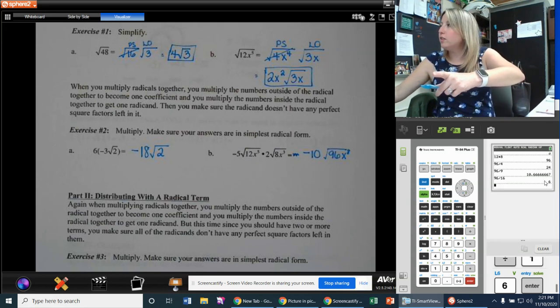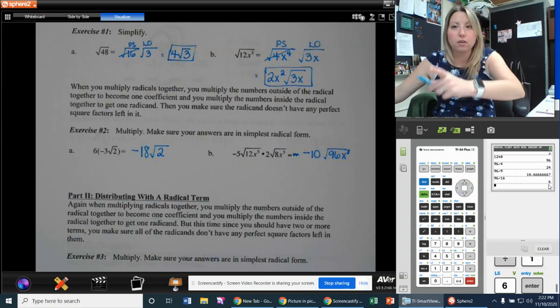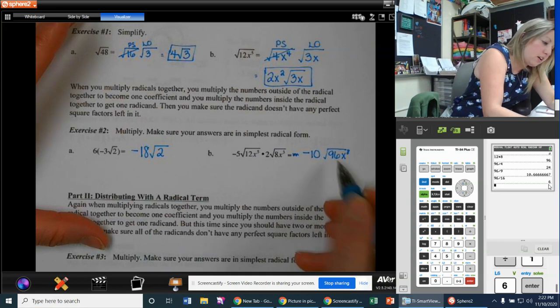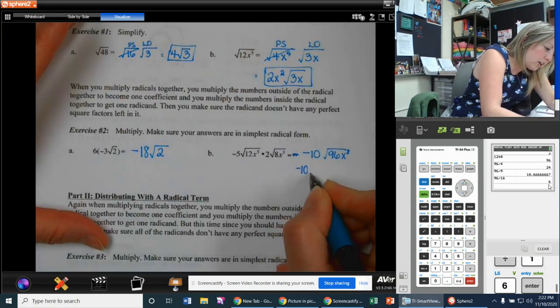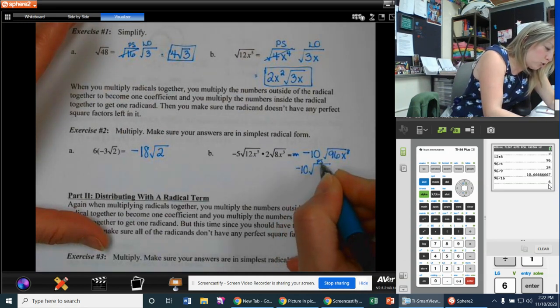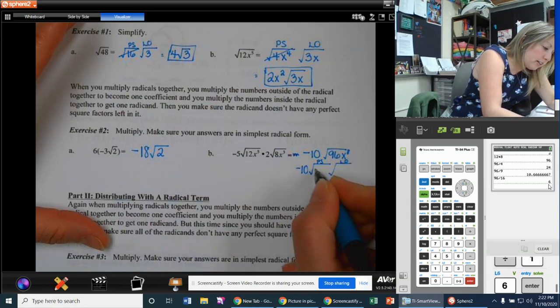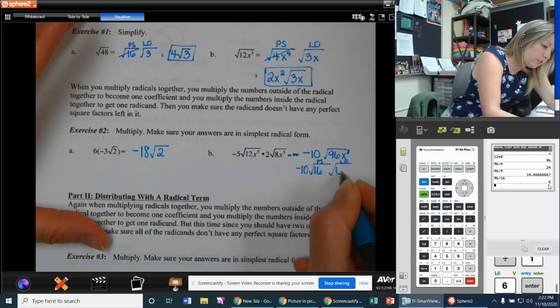And look at that leftover. Not evenly divisible by any more perfect squares. So now I know what the biggest perfect square that divides evenly into 96 is. So I bring down my coefficient, negative 10. Bring down a perfect square and a leftover radical. 96 divides into 16 and a leftover of 6.